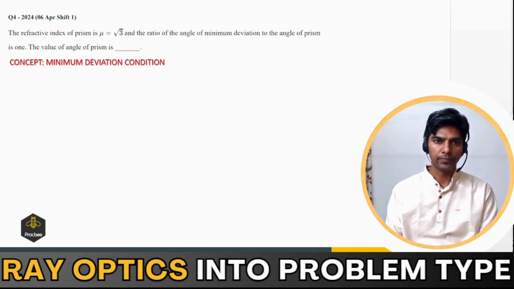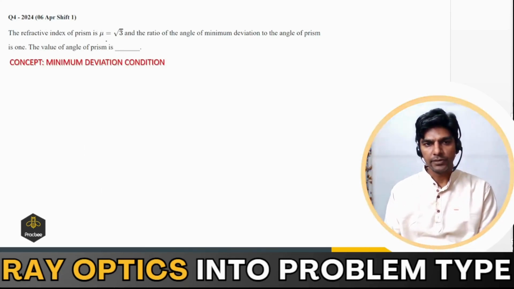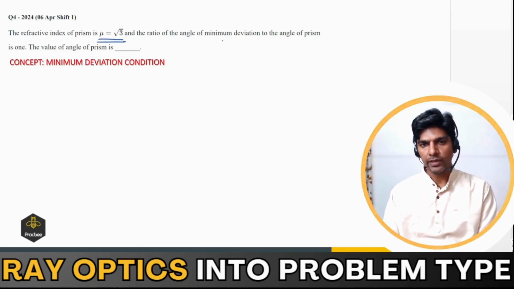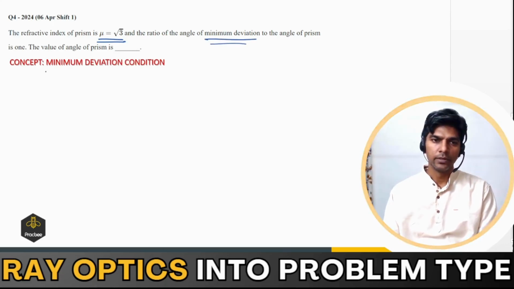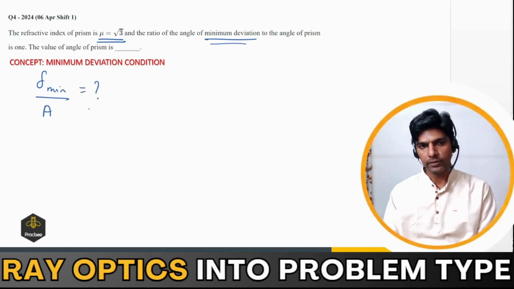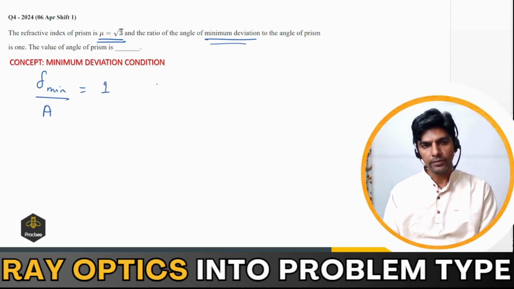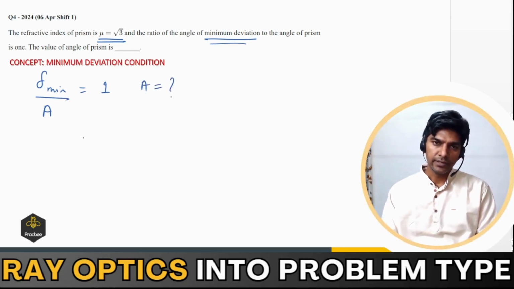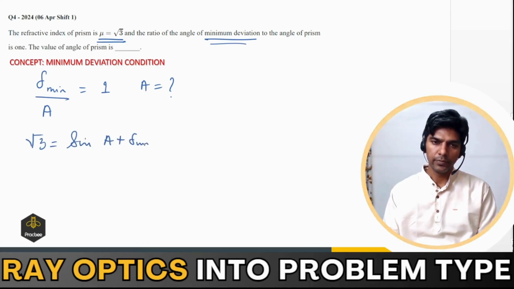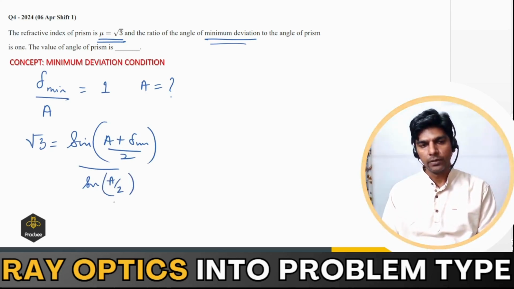Let us see the next question. The refractive index of a prism is root 3, and the ratio of the angle of minimum deviation to the angle of prism, so we have to find del minimum divided by A, is given as 1, and we have to find the angle of prism. So we have to find A value. So refractive index is given. So we know root 3 will be sine of (A plus del min) by 2 divided by sine A by 2. Okay. And the ratio is given.